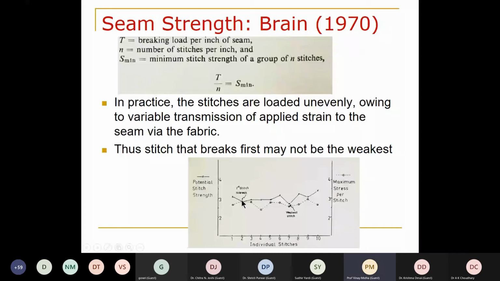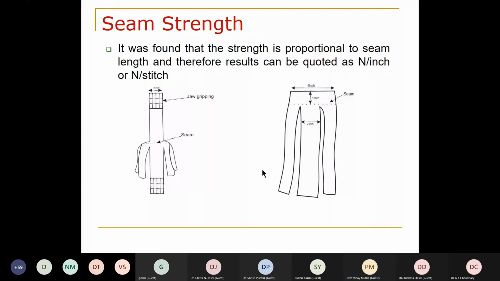So he decided to change the method of tensile testing, and he cut the fabric in this manner. If we make it a strip, then the unraveling of the seam starts from these particular edges. So he kept this fabric of wider width, but the cutting of the fabric from these parts was carried out so that the gripping can be carried out only up to 50 millimeters, 2 inches.